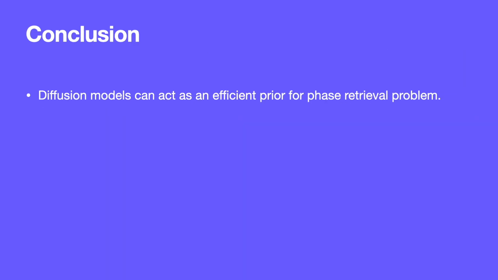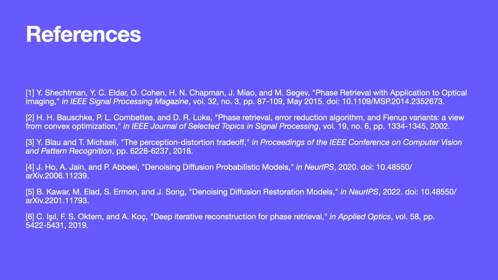And to conclude, diffusion models can act as an efficient prior for the phase retrieval problem. And here are my references.